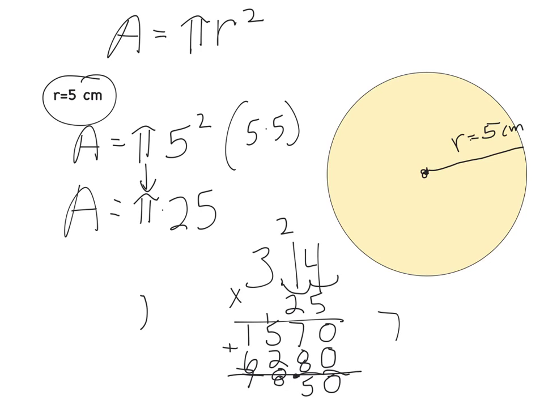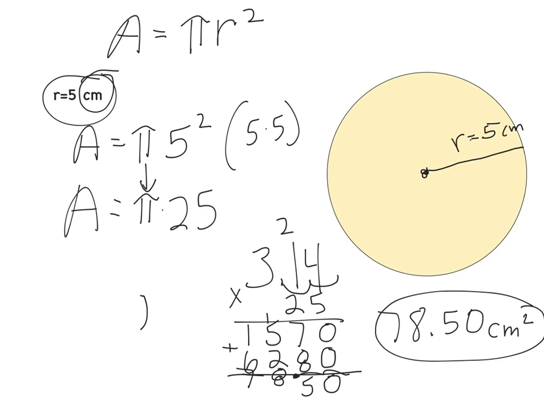So my answer is 78.50, and I can't forget my units. I started with centimeters. The area is still going to be squared, so it's going to be centimeters squared. So let's go back and write this properly. Area equals 78.50 centimeters squared.